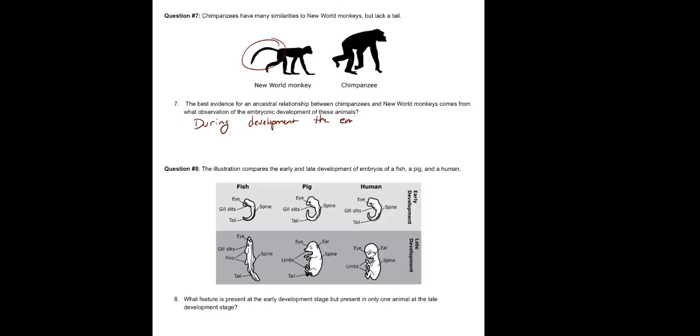the embryo of the chimpanzee and the New World monkey both have a tail.